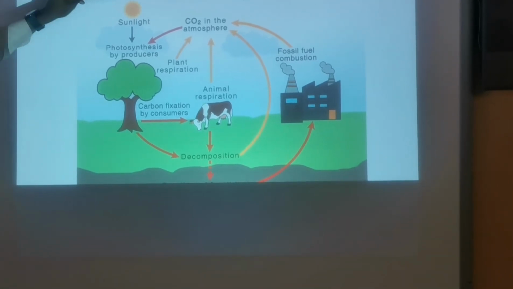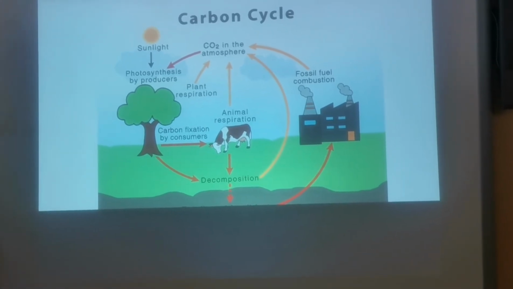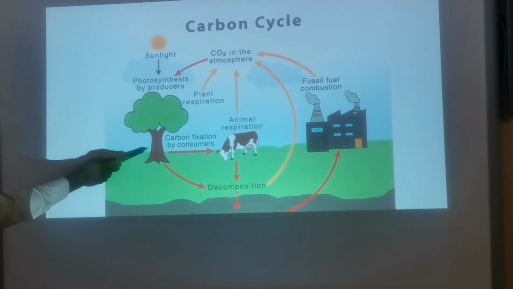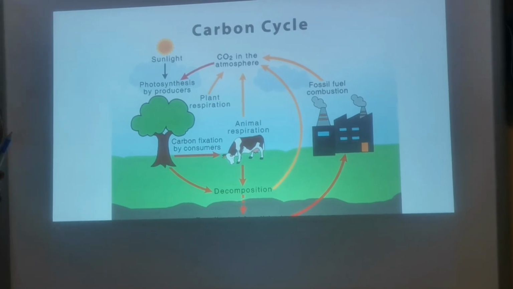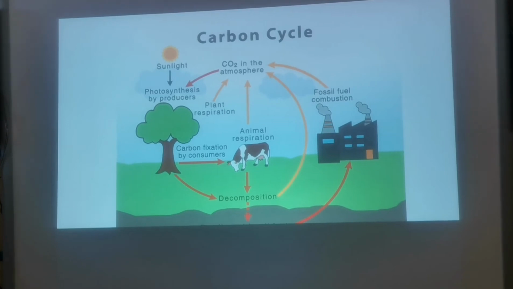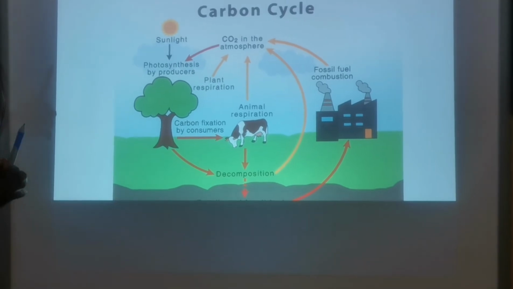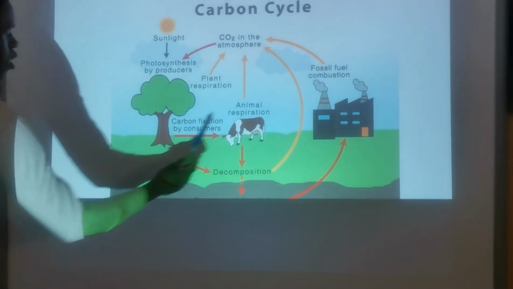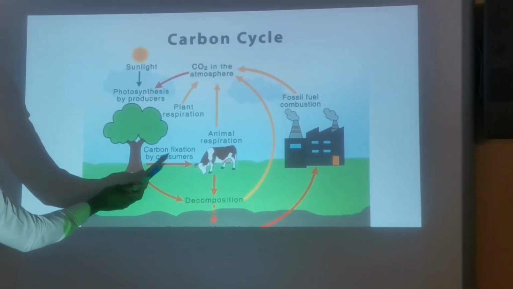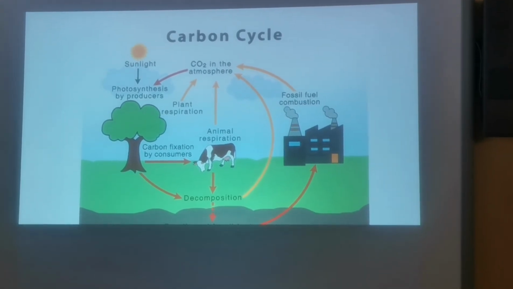CO2 is present in the atmosphere. Then you have the process of photosynthesis. This is when the trees consume these carbon, pull these carbon dioxide out of the atmosphere. Correct? Then we have the animals. These animals consume these plants and the CO2 will bioaccumulate in these creatures.